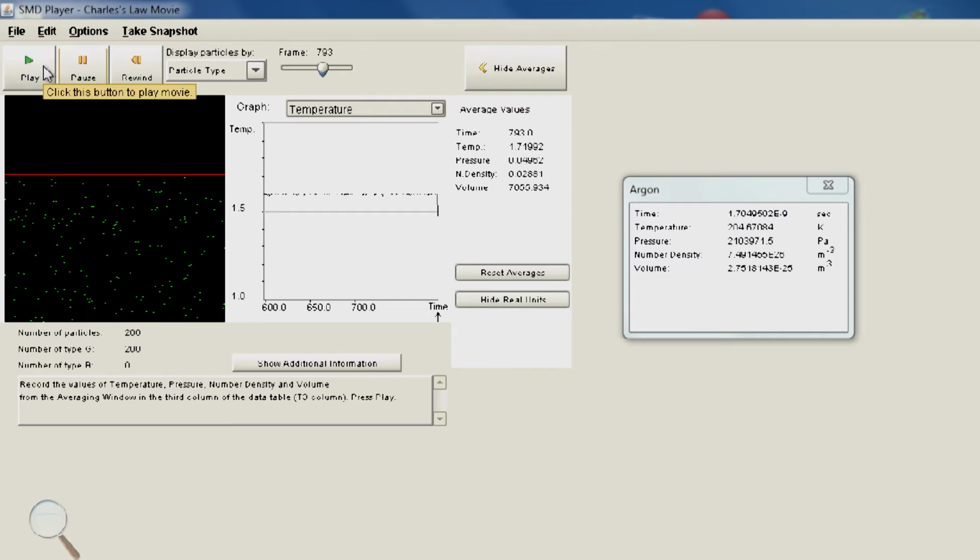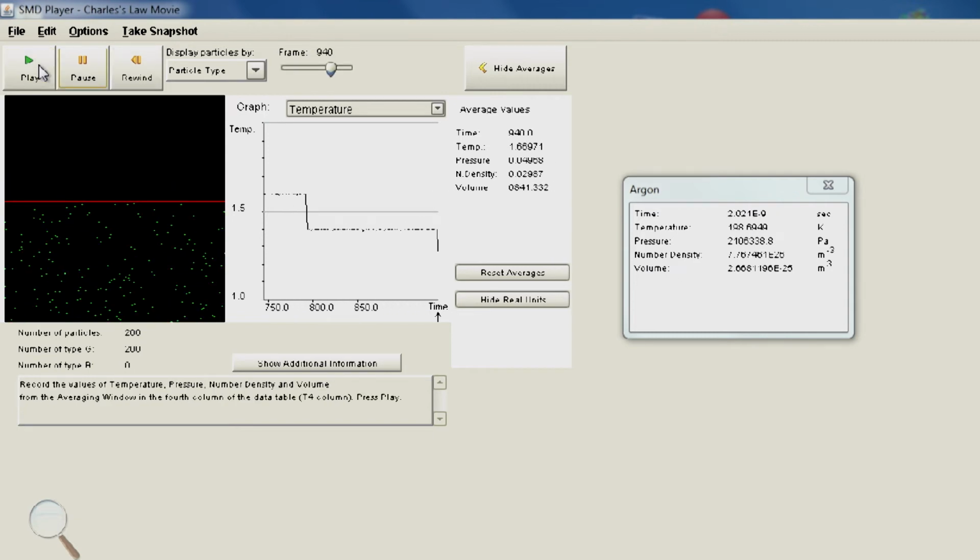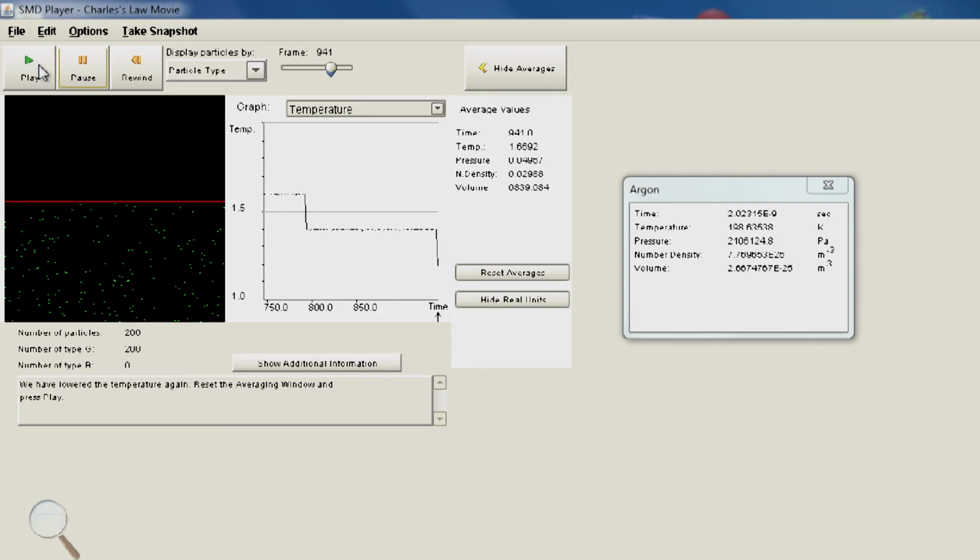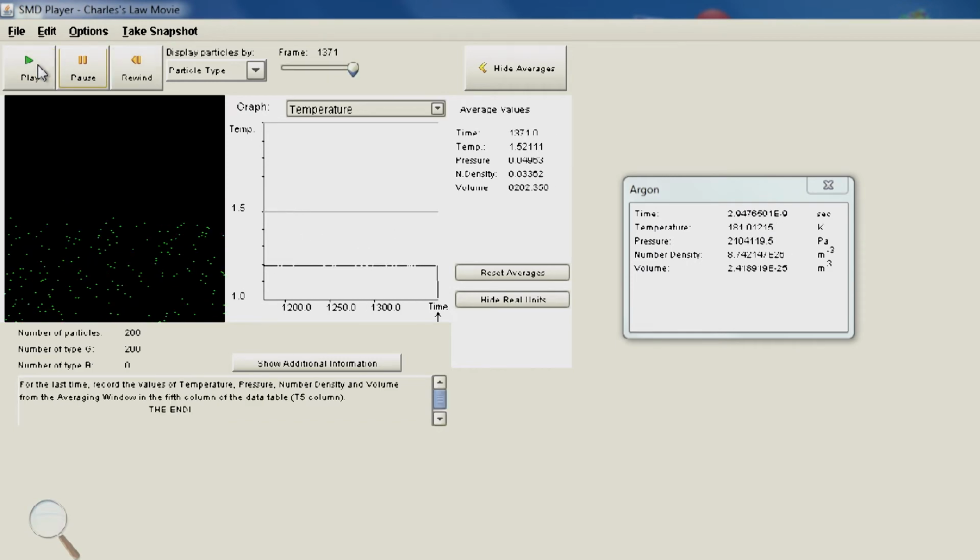Let's look at 204 Kelvin temperature, where the volume is 2.75. With a further reduction in temperature, it has gone to 198. Let's go further down. We have gone to 181 and the volume has gone down to 2.41 meter cube. So, that explains how Charles law works.